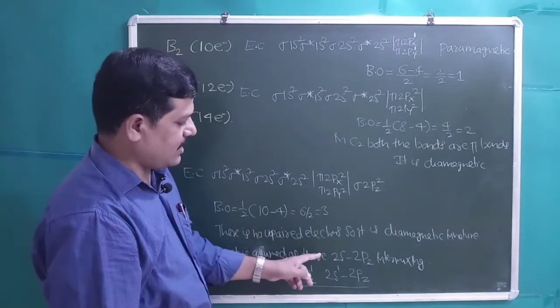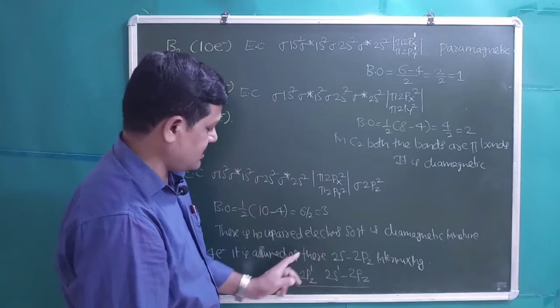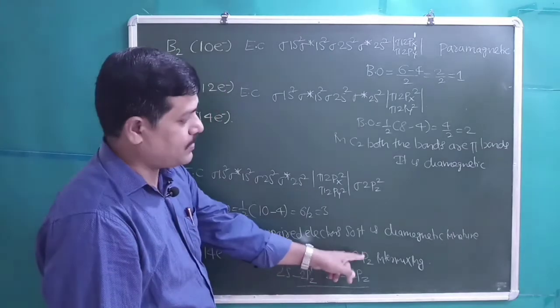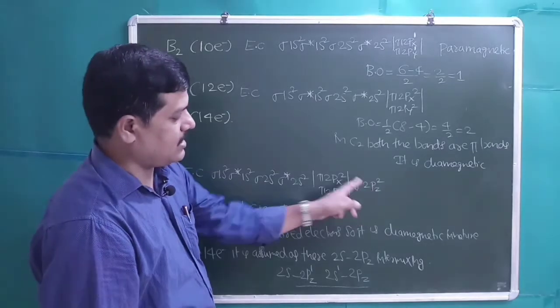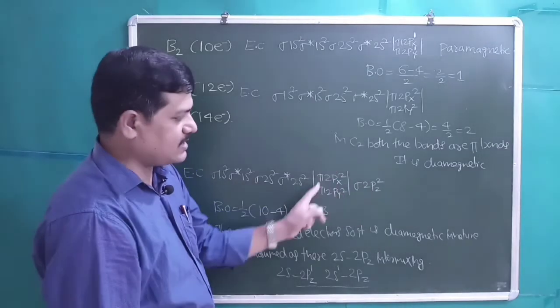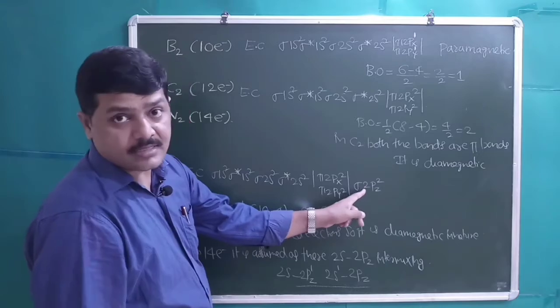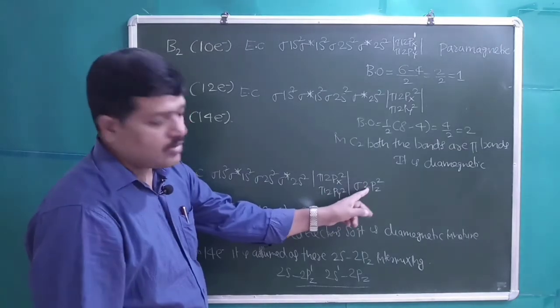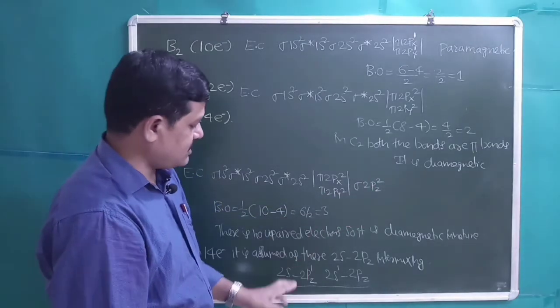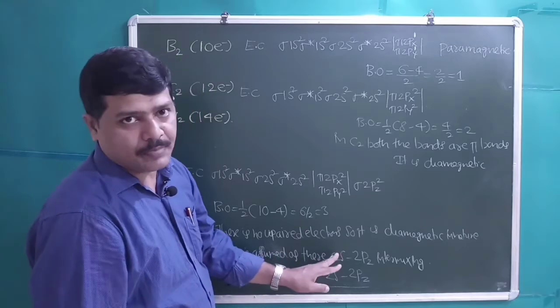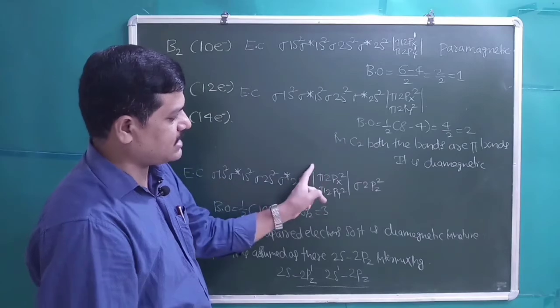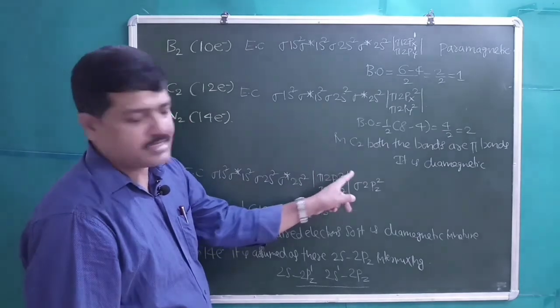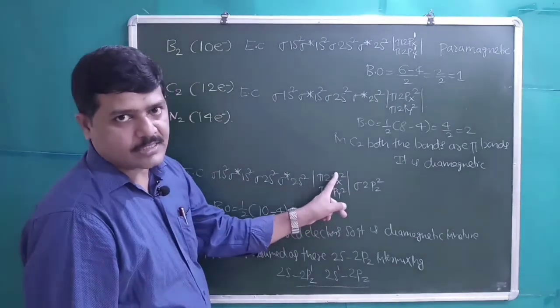Up to 14 electrons, it is assumed that there is 2s-2pz intermixing, so the sigma 2pz orbital energy is more than the pi 2px and pi 2py. Whereas for species with more than 14 electrons, it is assumed that there is no 2s-2pz intermixing, so the sigma 2pz energy is lesser than the pi 2px and pi 2py orbitals.